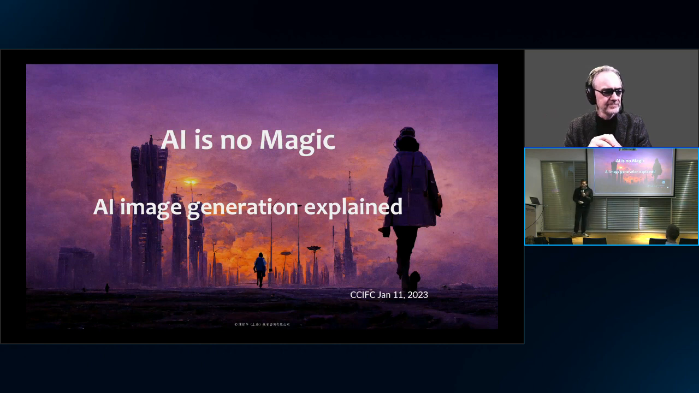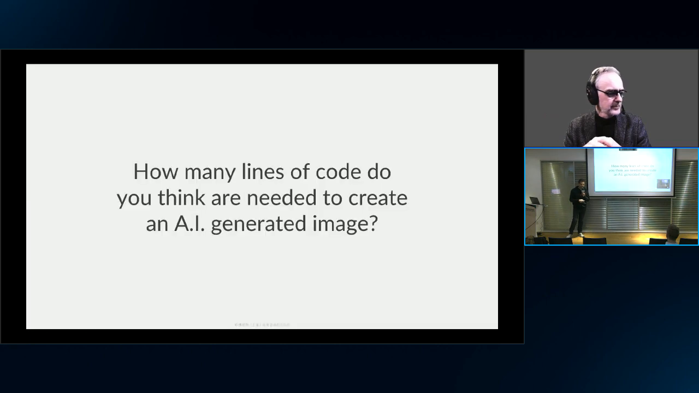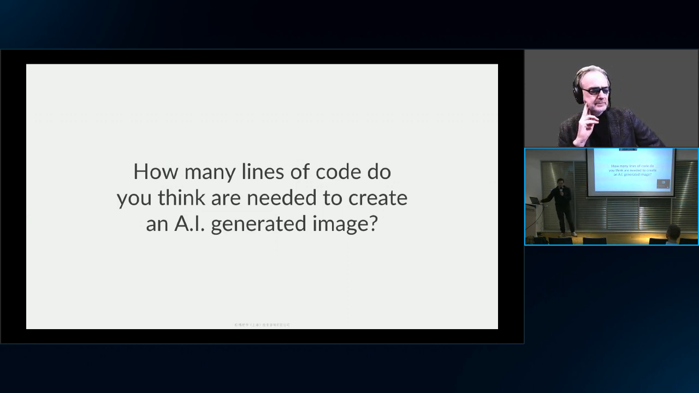So first question, and online don't hesitate to propose an answer in the chat. I'll ask you to guess how many lines of code you think are necessary to generate an image using artificial intelligence. A wild guess. 10,000, 1,000, 100? Very few, you think? You don't know? No clue? Nobody wants to guess? Anybody online on the chat? No? Okay.